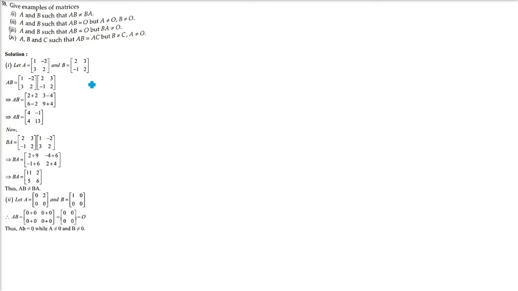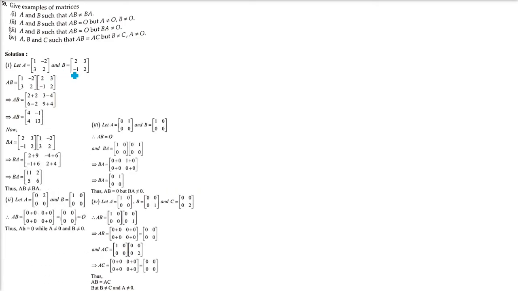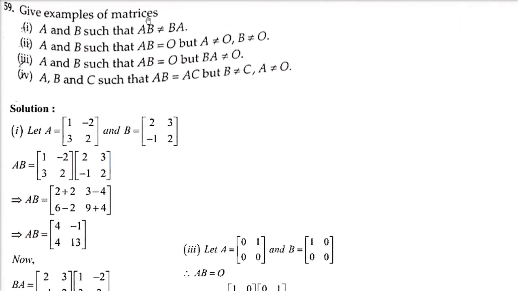Now all this comes with practice. You cannot directly write these matrices. No one can write these matrices. This just comes from practice. When you do 50-60 questions like this, then you know how to do this. So let me give you an answer here.